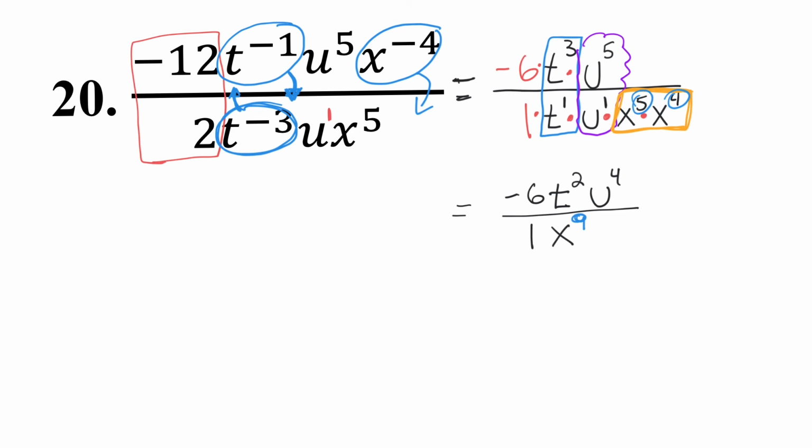So we cannot do anything else. The variables are not the same. T, U, X, they're not the same base. With the coefficients, you cannot do anything else. We don't need that 1 next to the x. You can make it invisible. So, in other words, you guys have the answer, negative 6 t squared u to the 4th over x to the 9th power.